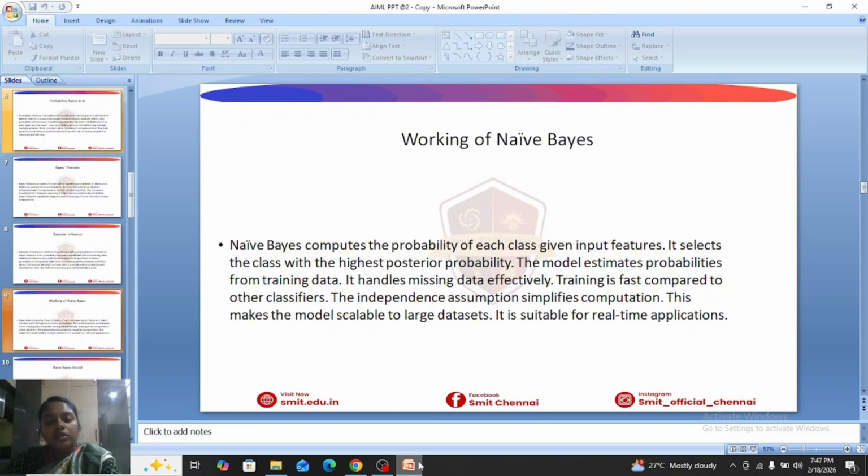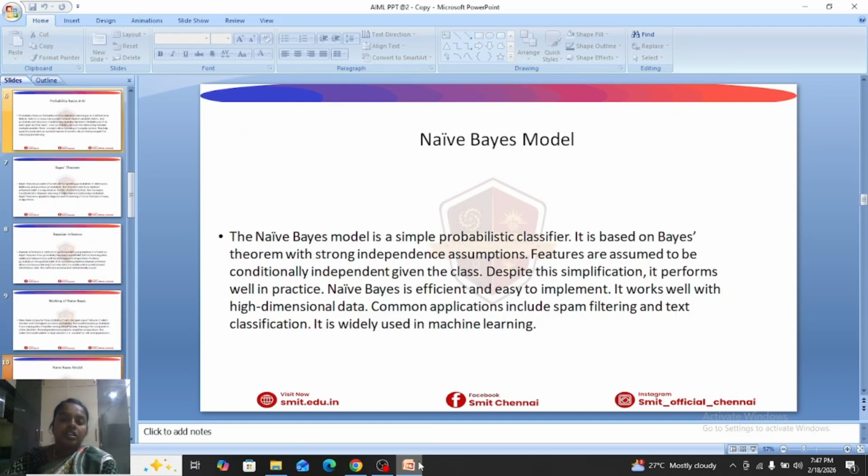The model estimates probabilities from training data. It handles missing data effectively. Training is fast compared to other classifiers. The independence assumption simplifies computation. This makes the model scalable to large datasets. It is suitable for real-time applications.